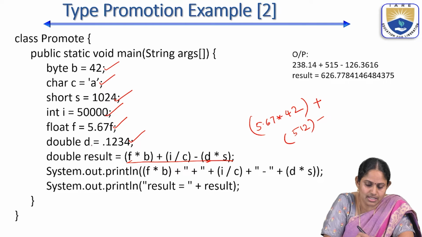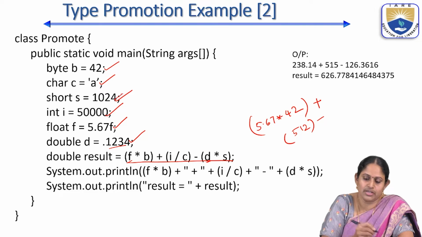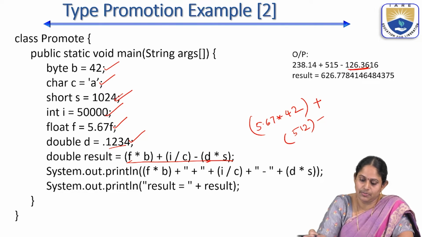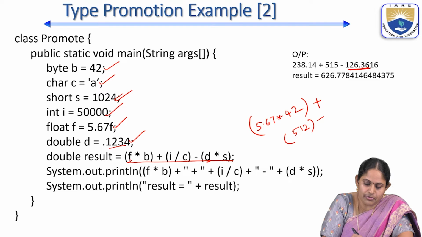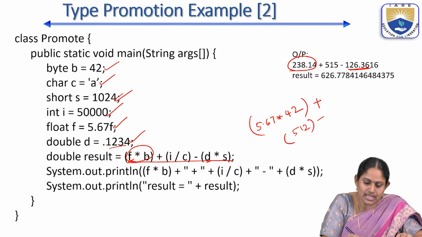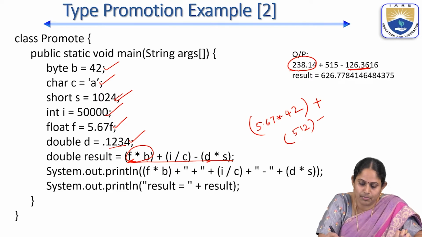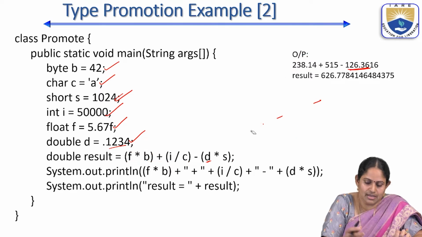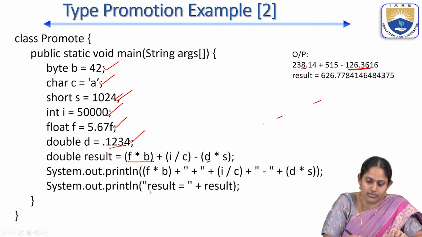Then minus D is what? D is 0.123 and that into S is 1024. So you get this value. Okay, so when you perform F star B, we get this. Since F is a float and B is a byte, the result of F star B is 238.14.